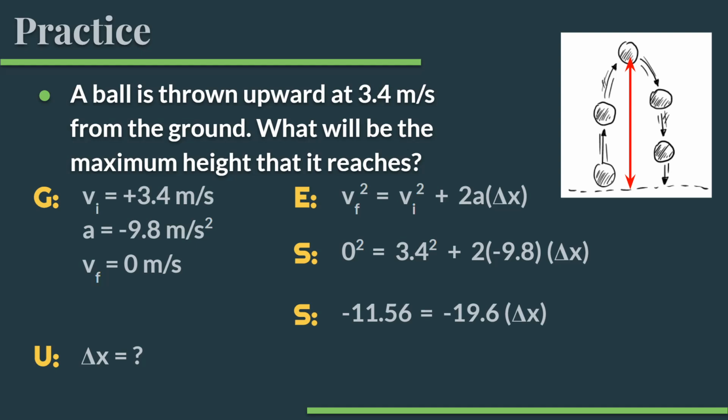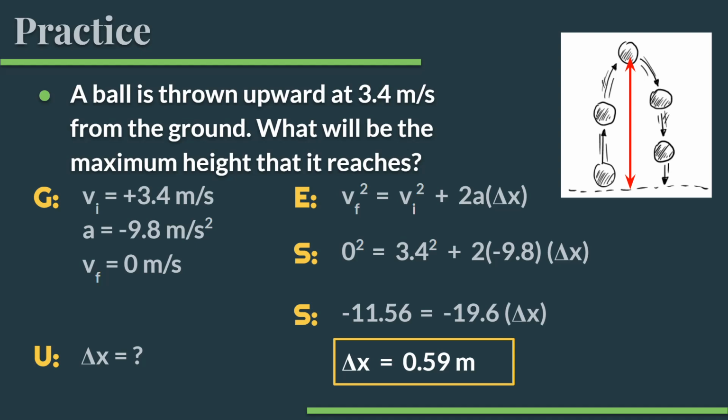Negative 11.56 divided by negative 19.6 is 0.59 meters. It does make sense that this gave me a positive because my displacement will be upward from the ground, and specifically upward by about 0.6 meters. So not very high. That wasn't going very fast.